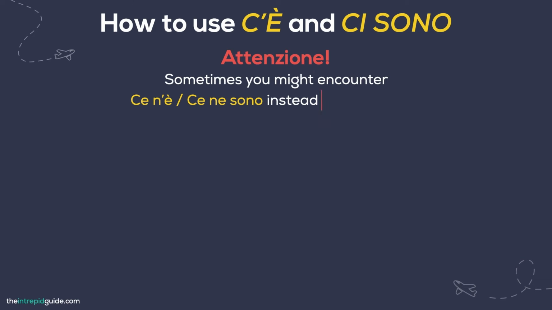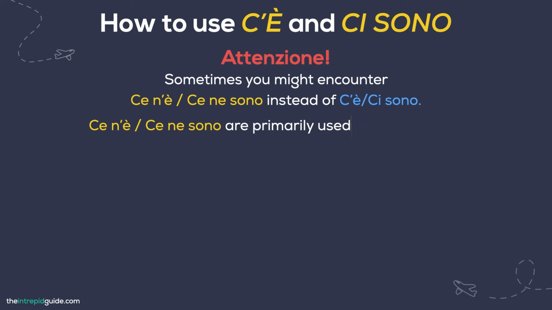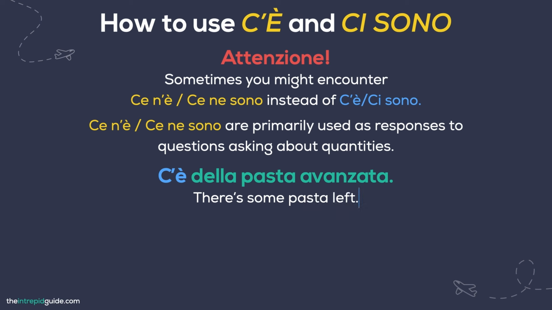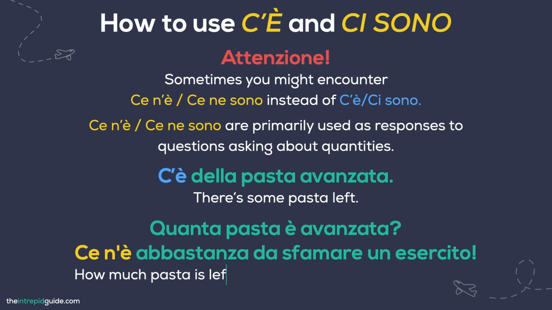Attenzione, sometimes you might encounter Ce n'è, Ce ne sono, instead of C'è, Ci sono, although they mean the same in English, there is and there are. Ce n'è and Ce ne sono are primarily used as responses to questions asking about quantities. Let's clarify this with some more examples. C'è della pasta avanzata. There's some pasta left. Quanta pasta è avanzata? How much pasta is left? Ce n'è abbastanza da sfamare un esercito. There's enough to feed an army.